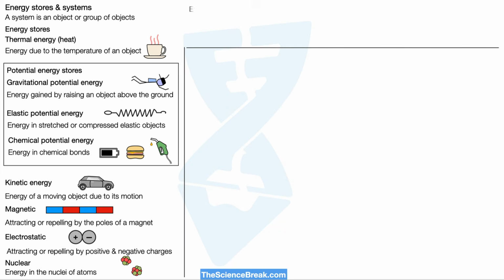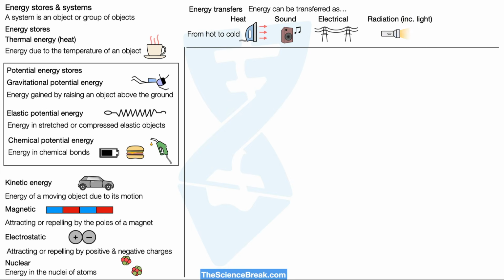We also have energy transfers, ways in which energy can be transferred, and these are heat, from hot to cold, for example, with that iron. We have sound, we have electrical, we have radiation, including light, and we have energy transfers by a force, and we would refer to that as mechanical. So those are the ways that energy is transferred from one place to another.